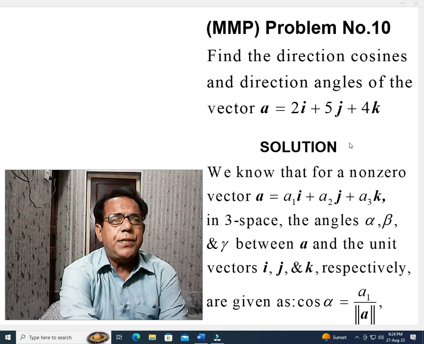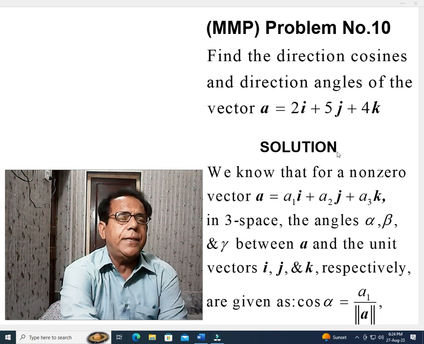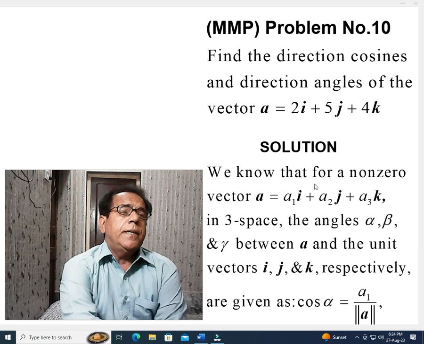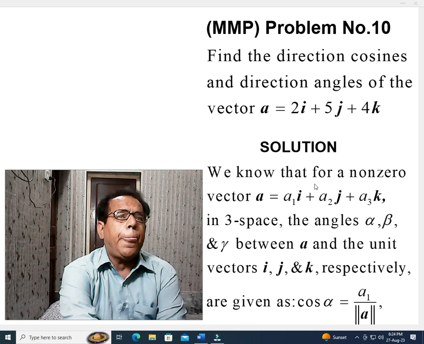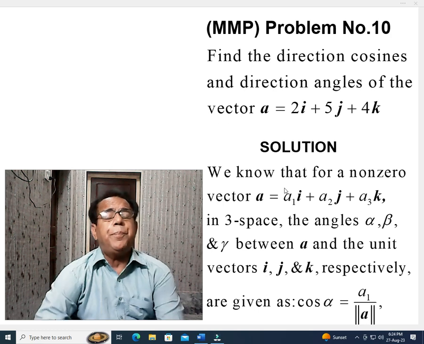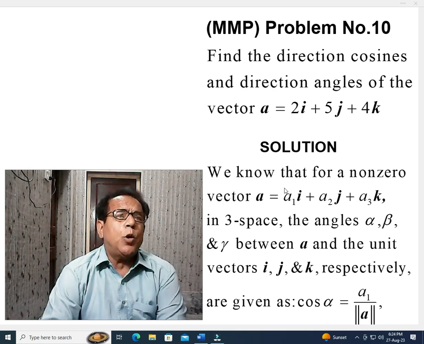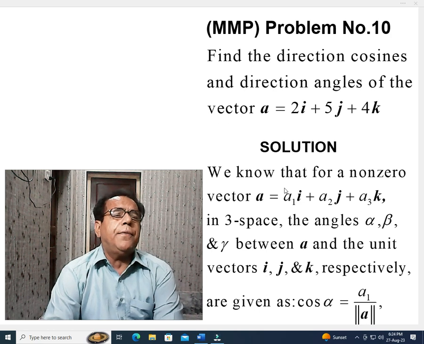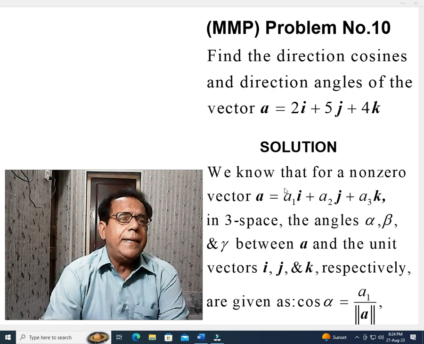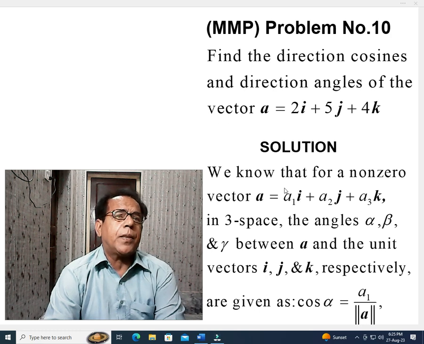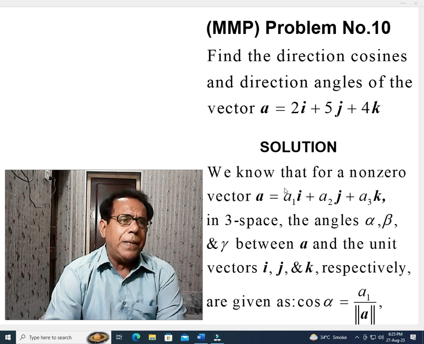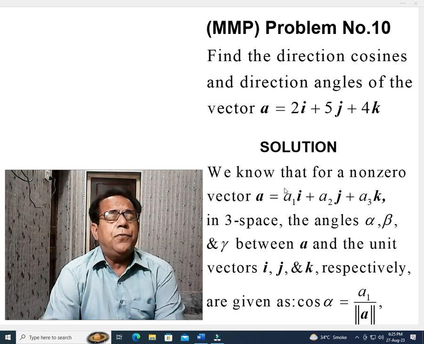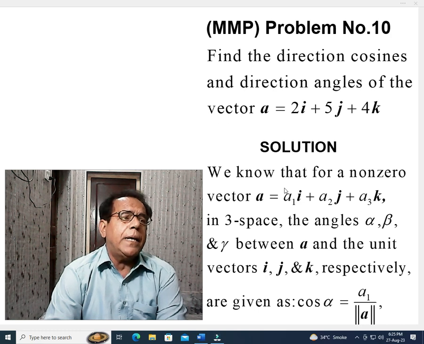This is our next video of mathematical methods in physics. Dear students, in this video we will solve 5 problems of vector analysis. All these 5 problems have been chosen from the book Advanced Engineering Mathematics by Dennis G. Zill. One problem has been taken from the example side and the remaining 4 problems have been taken from the exercise side.